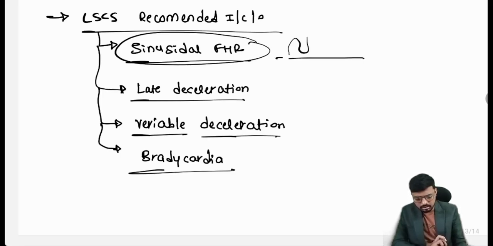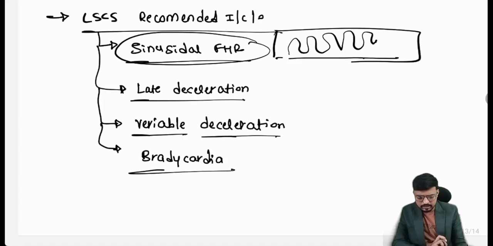the patient has this kind of heart wave pattern. Okay, so the heart rate pattern is like this. This is what we call the sinusoidal heart rate pattern, which will be seen in case of Rh incompatibility and in case of vasa previa. So immediately we need to deliver the baby with the help of a cesarean section.